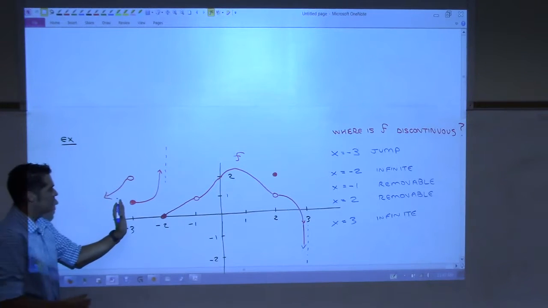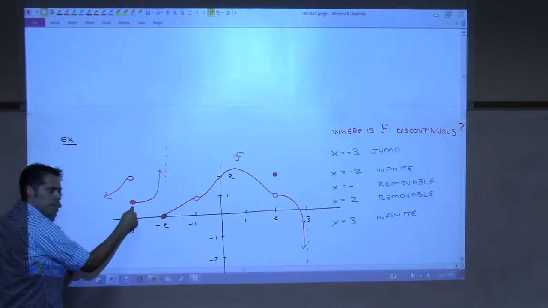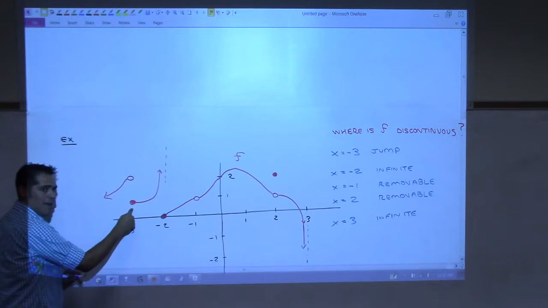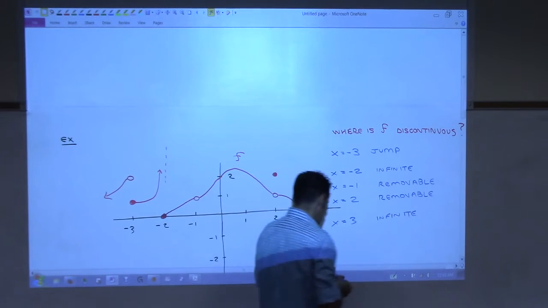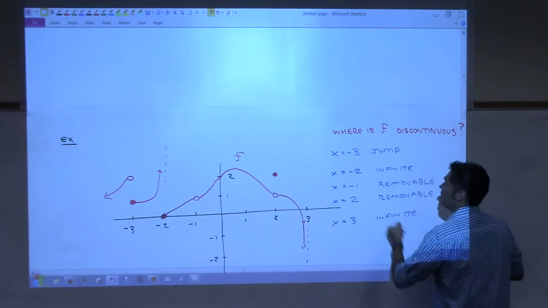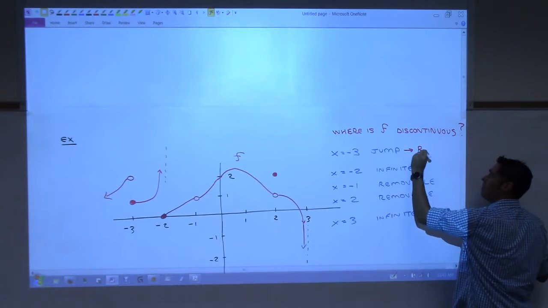How about at -3 from the right? I'm headed somewhere and it's filled in there. So we do have right continuity at -3. So I'm just going to add that to this. Even though we are discontinuous at -3, we are right continuous there.